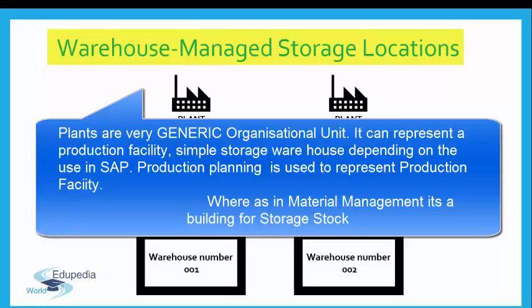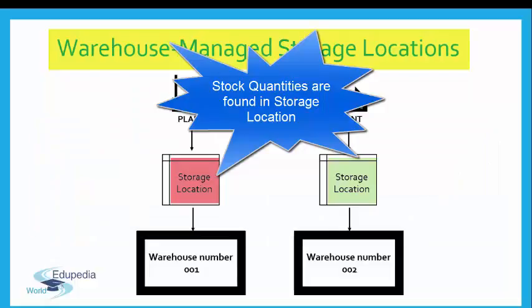In SAP, for example, production planning may use a plant to represent a production facility, whereas materials management may use a plant to represent a building used for storage, for storing stock. And now within this plant, we then create what we call storage locations, as we've looked at in inventory management. And within these storage locations is where we find our stock quantities.